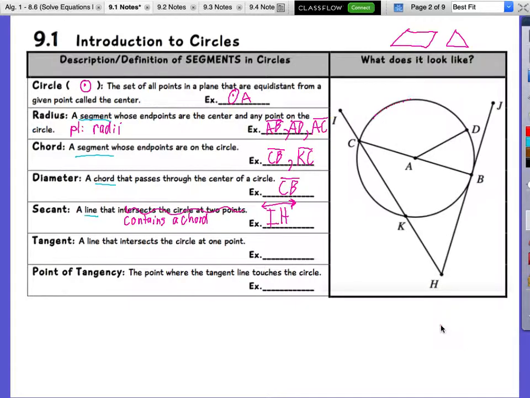Tangent. It's a line that intersects the circle at exactly 1 point. What is a line here that intersects the circle at exactly 1 point? I heard JH, you can call it HB, you can call it a lot of different things. This line, once again, should have arrows. That is a mistype by Mr. Consul. And this line over here would be our tangent.